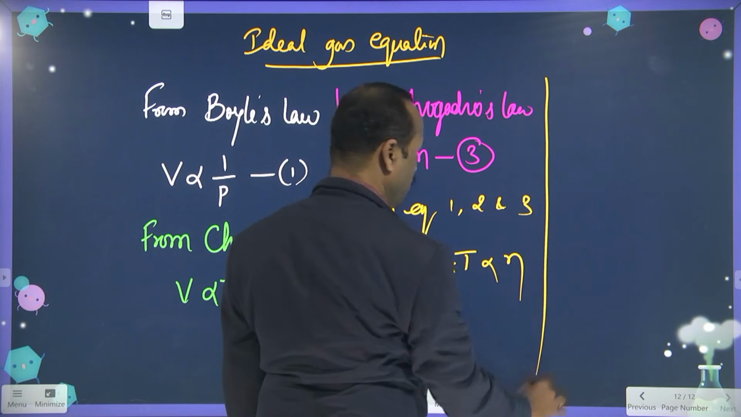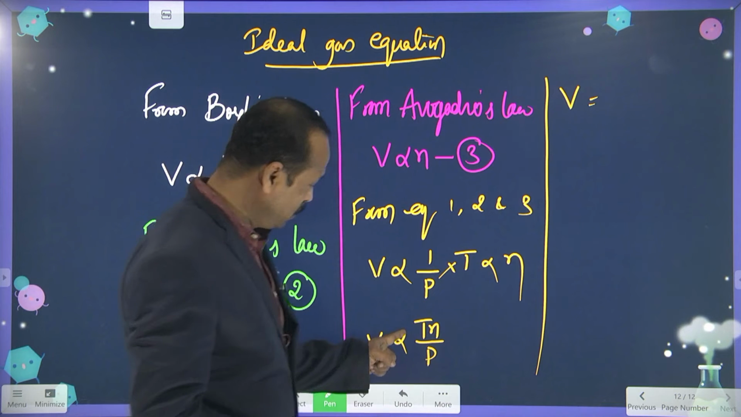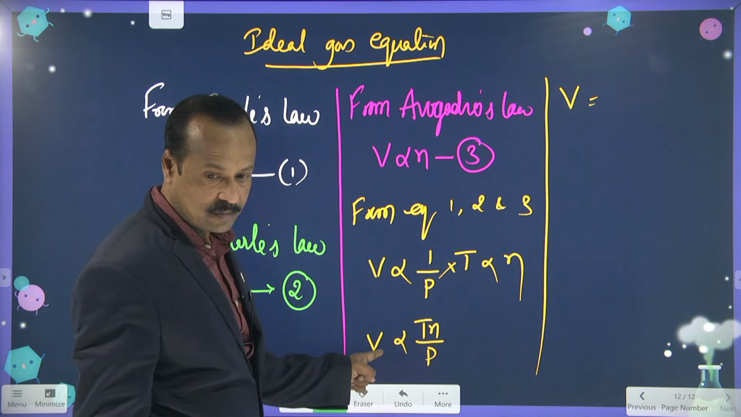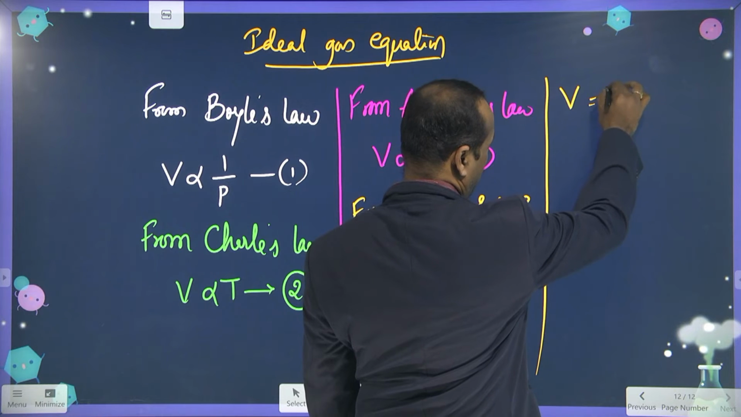Now what we do here? V is equal to, I said that when you remove this sign we get one constant. That constant here we take R. What we take here?